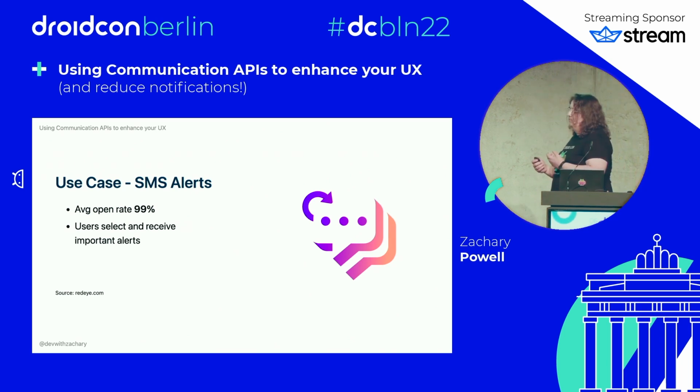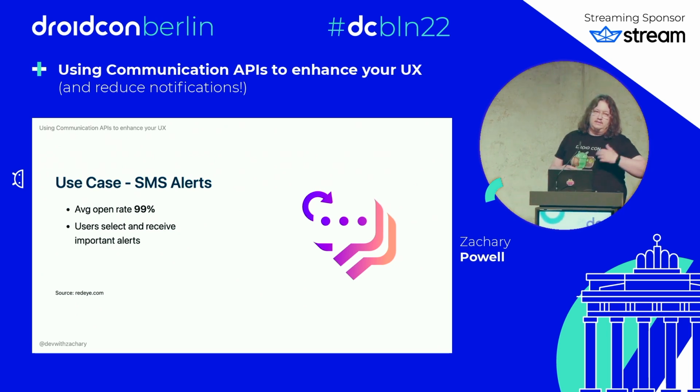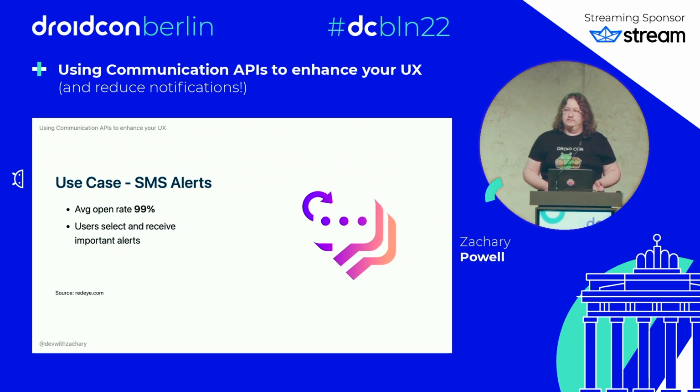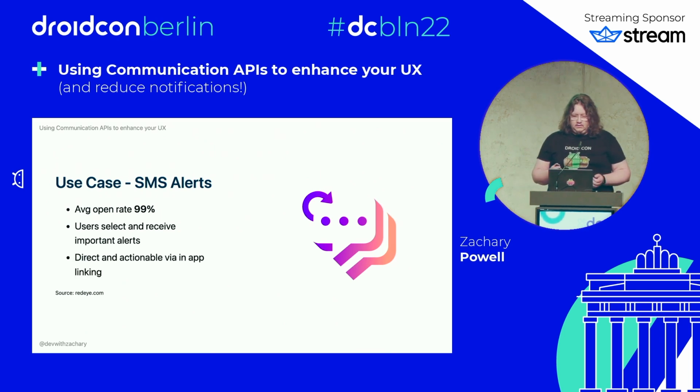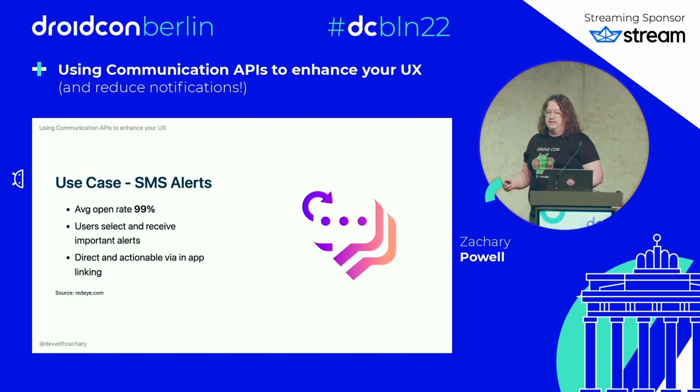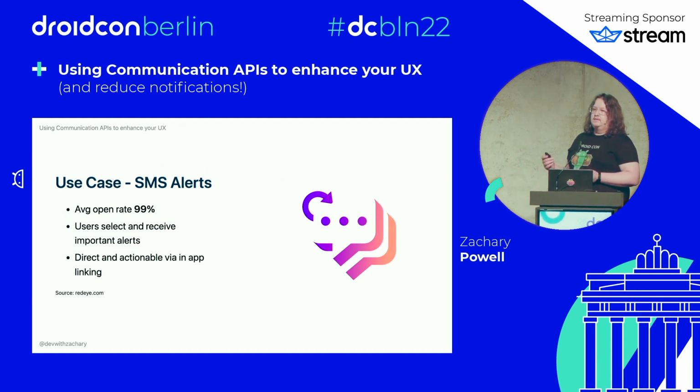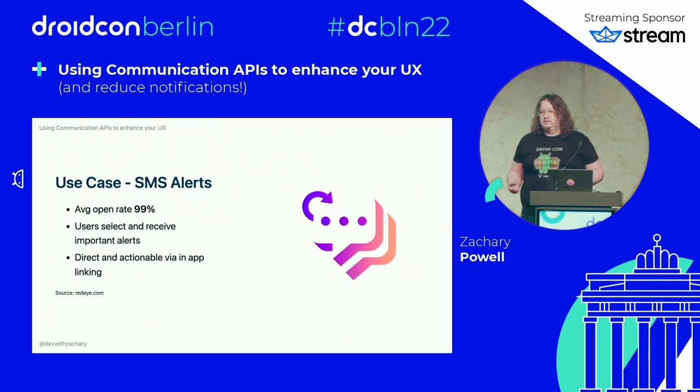Users could in this situation, select and receive what they deem as important information for specifically SMS alerts, and therefore things like less important information can still be received by push notifications. They can still be directly actionable within your application using app linking and deep linking. So the SMS might contain a URL, which you click on, and that takes you into your app and starts some sort of flow.